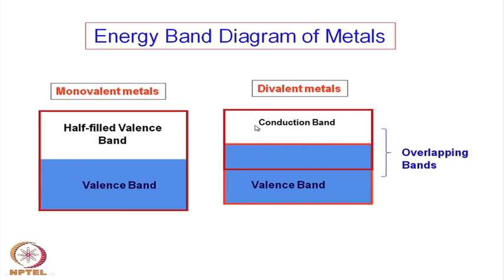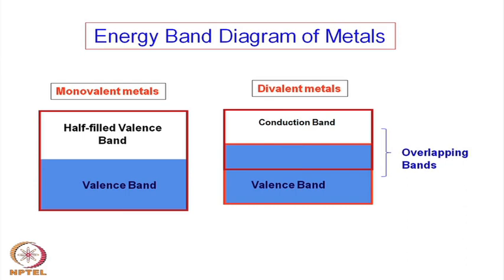In case of divalent metals, the situation is slightly different. We have two bands, one is the valency band, another is the conduction band, but as such there is no gap. Normally, there is a gap, what we call the band gap, between the valency band and the conduction band, but in this case there is no gap, there is an overlapping band. So, the top of the valency band is higher than the bottom of the conduction band. Normally, the bottom of the conduction band is higher than the top of the valency band, and that is how we get a band gap. But in this group of materials or metals, there is an overlap.